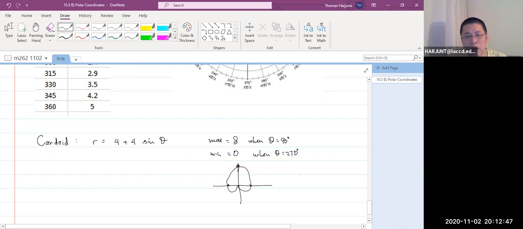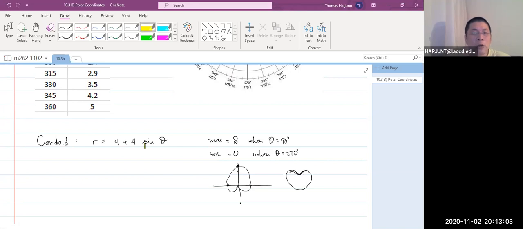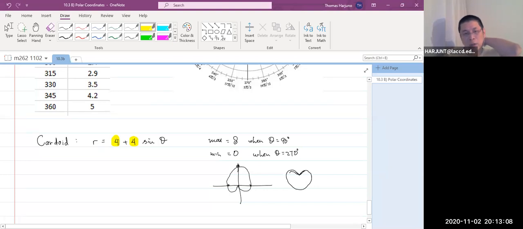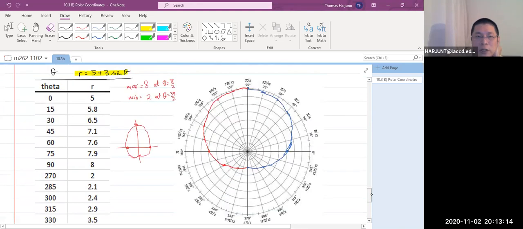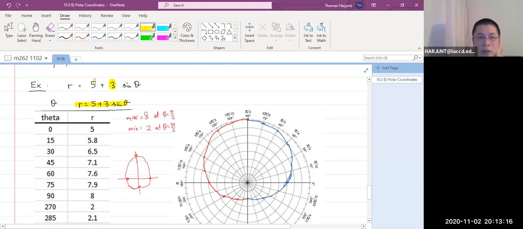We say it's cardioid because it looks like a heart. It may be sharp here, though. Okay, we will do that kind of analysis later on. But notice that if the coefficient and constant have the same number, then it will touch the origin. If the coefficient is smaller than the constant, then it will not touch the origin. It will never be 0. Right?